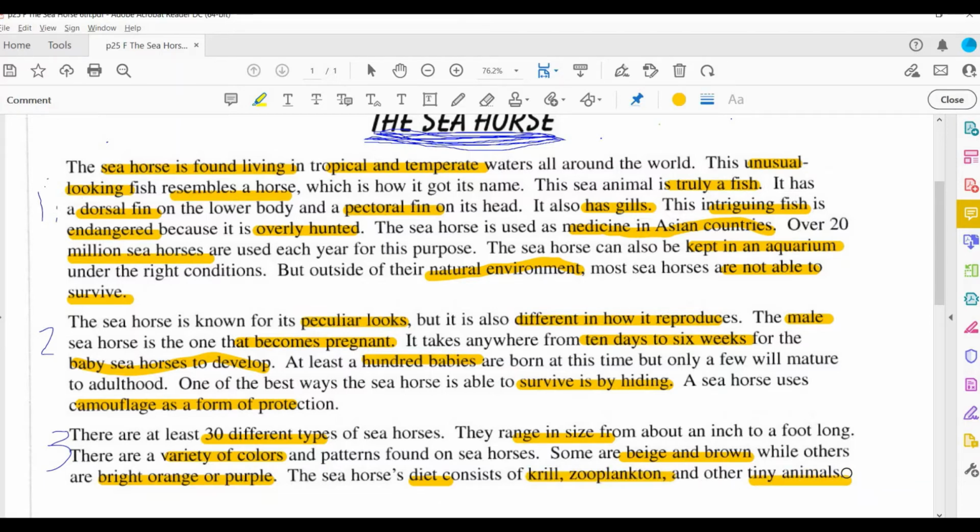So I just scanned through, just skimming through. I picked out those important little details there. So in the first paragraph, I know I saw some things about what it looks like. It said something about it being endangered. In the second one, it gave me some information, something about the dad's the one that has the babies and how they survive. And then the last one, I picked out some things about what they range in color. So just by scanning, I was able to get those things to jump out at me so I know what to look for in these paragraphs.